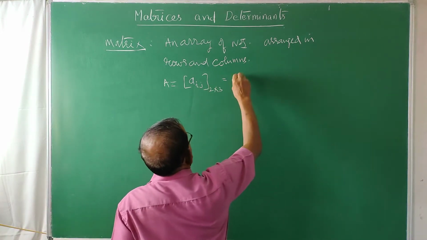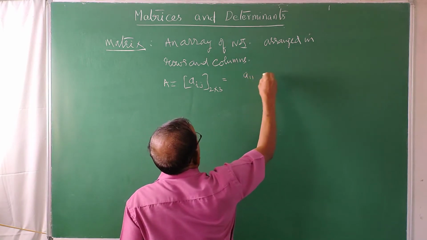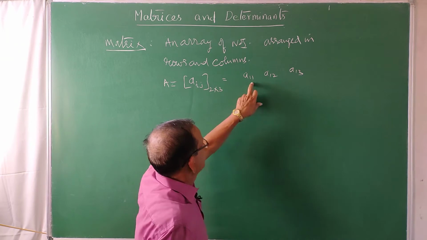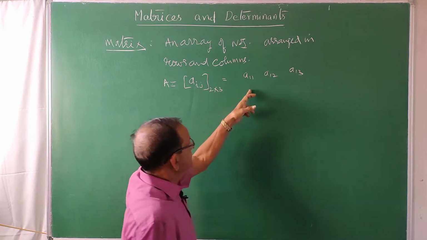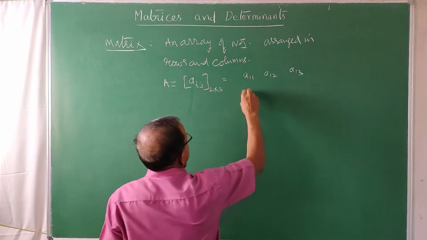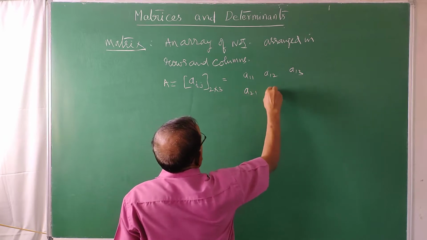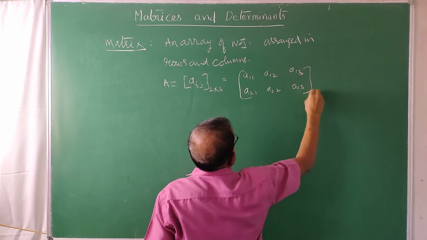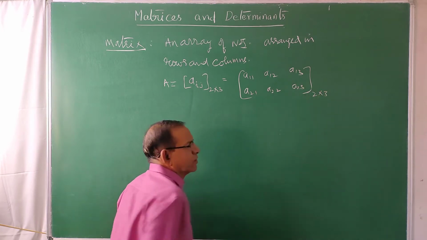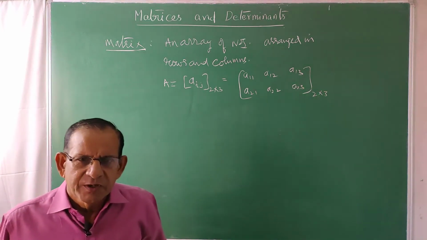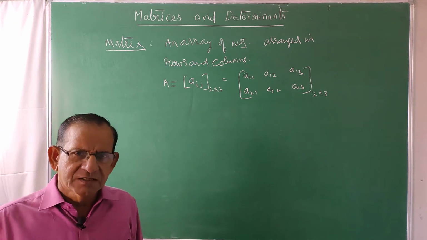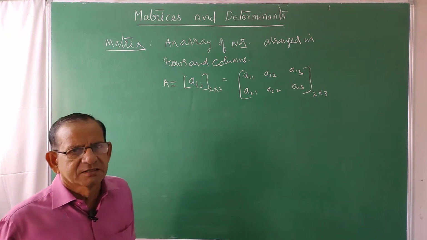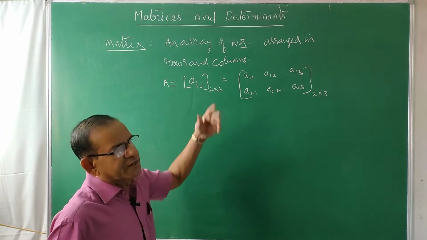First put i equal to 1, j equal to 1: A11, A12, A13. The j value is changing from 1 to 3. Now change the value of i, that is 2: A21, A22, A23. This is a 2 by 3 matrix. This is called the order of the matrix. If m by n is the order of the matrix, there are m rows and n columns in that matrix. So it is a rectangular matrix.